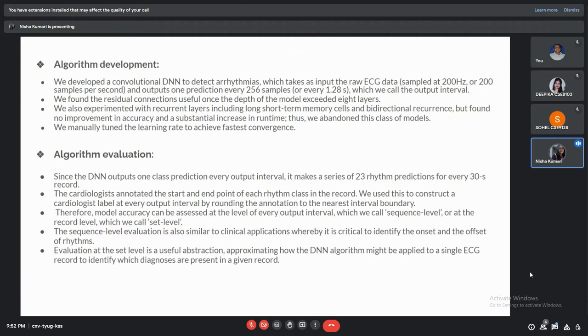So the model accuracy can be assessed at the level of every output interval, which we call sequence level, or at the record level, which we call the set level. The sequence level evaluation is similar to clinical applications, whereby it is critical to identify the onset and the offset of rhythms. And evaluation at the set level is a useful abstraction approximating how the DNN algorithm might be applied to a single ECG record to identify which diagnoses are present in a given record.